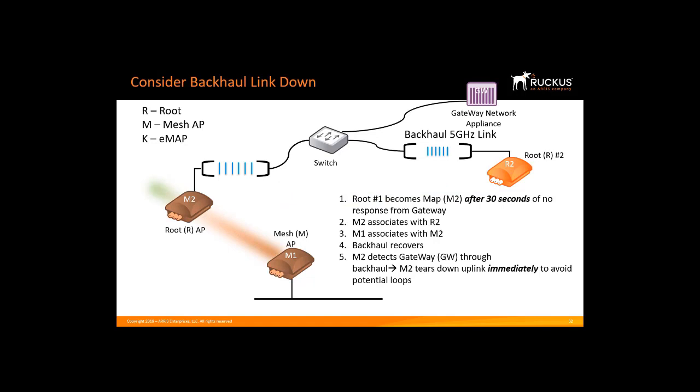When the backhaul recovers, it is evaluated, and if it stays stable for 40 seconds, it tears down its connection to root AP2. After 40 seconds, mesh AP2 returns and becomes a root AP.